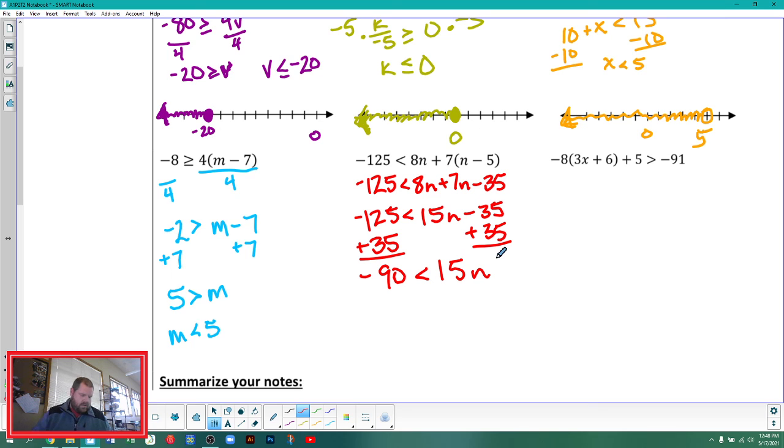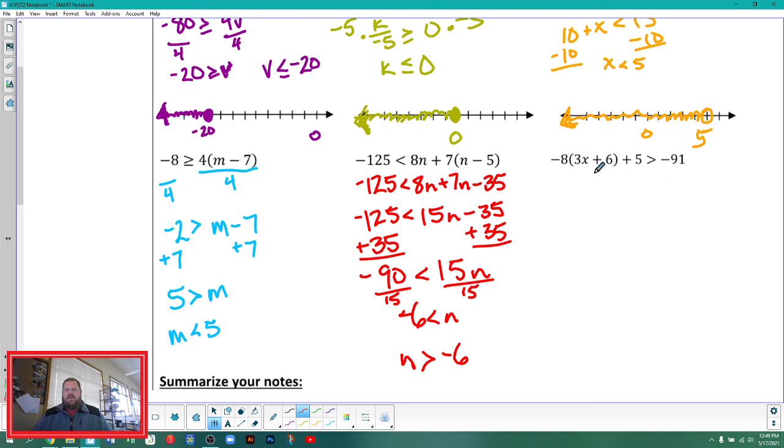Just double check. 90 divided by 15. No, there needs to be a negative in there, and I get negative 6. So over here we get negative 6, so I just divided by 15 on both sides. I get negative 6 is less than n, or n is greater than negative 6. Both those things mean the same thing.